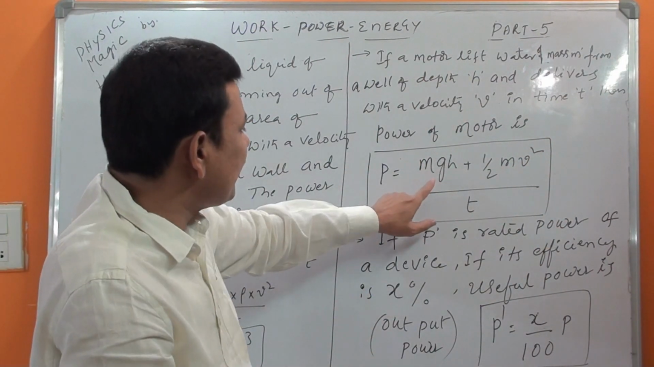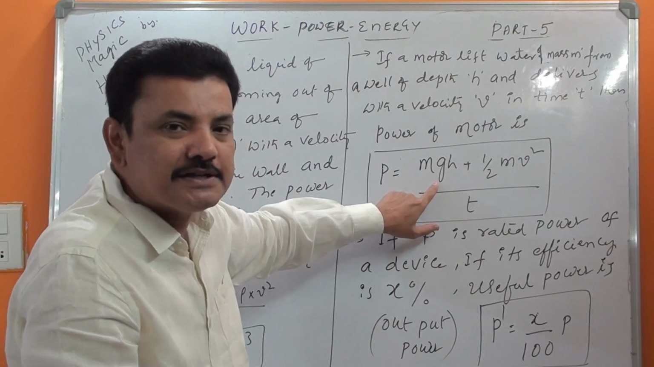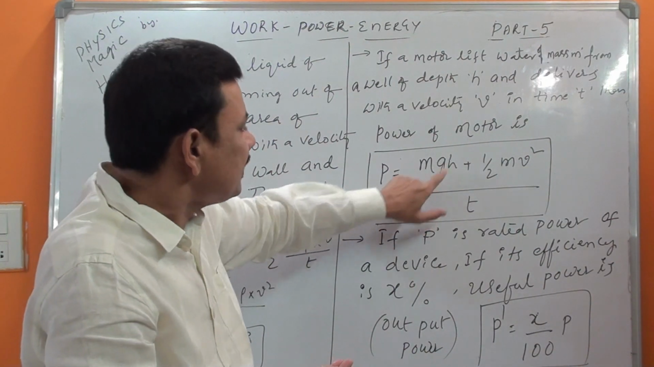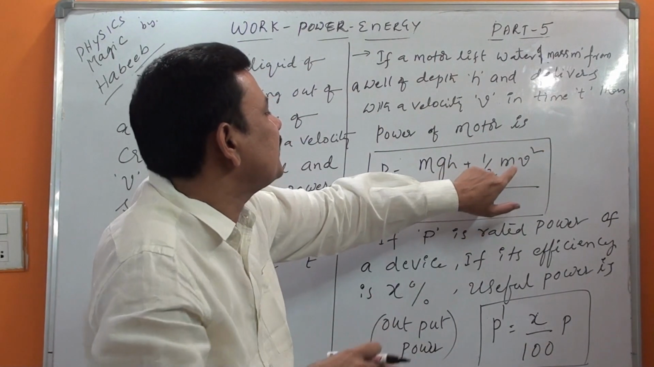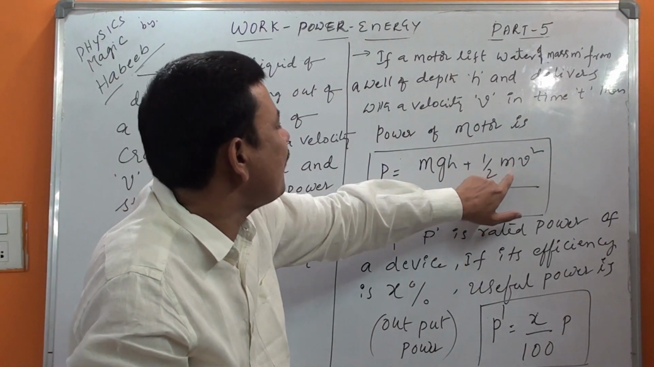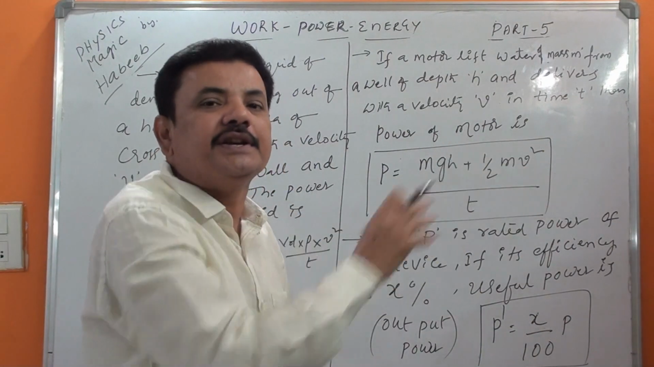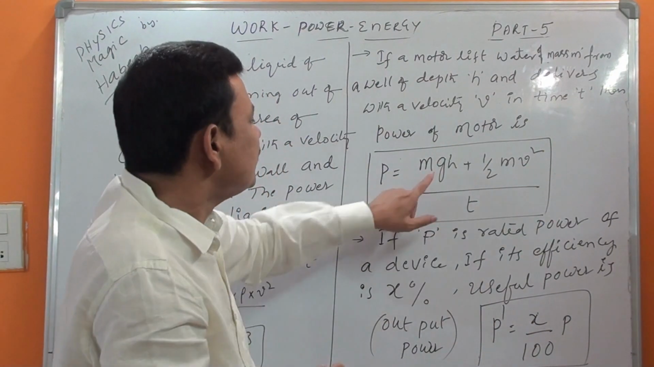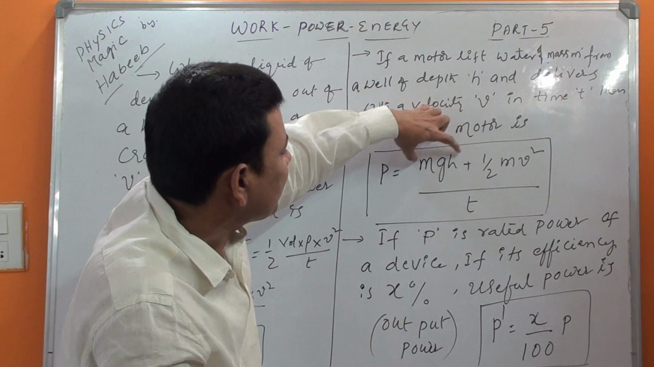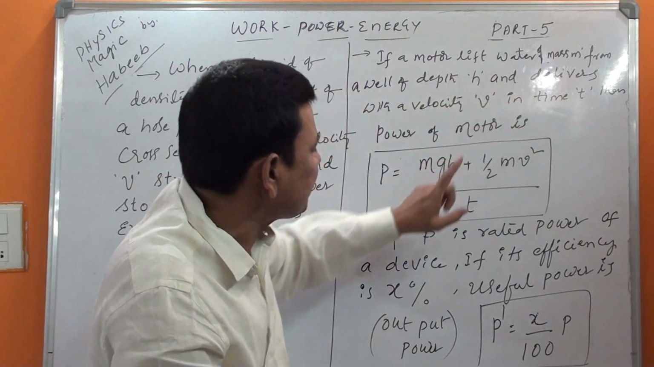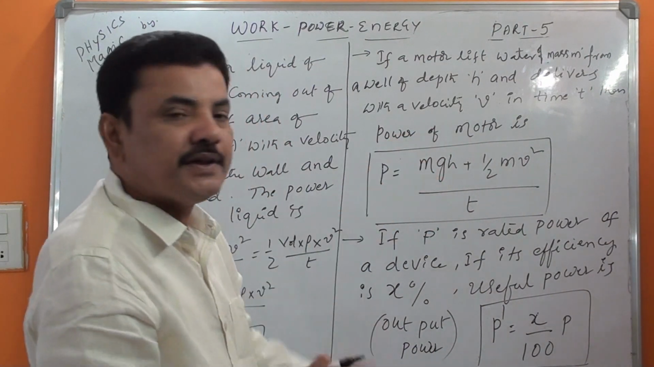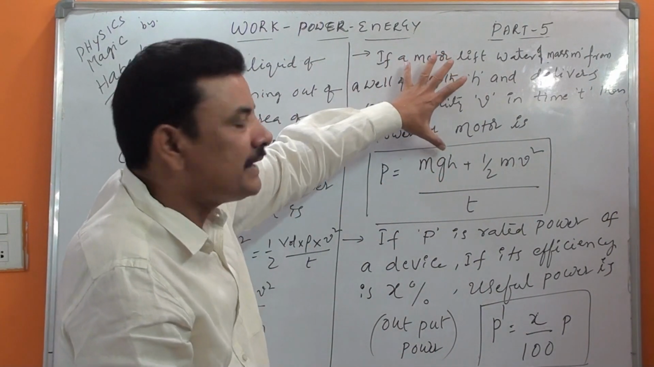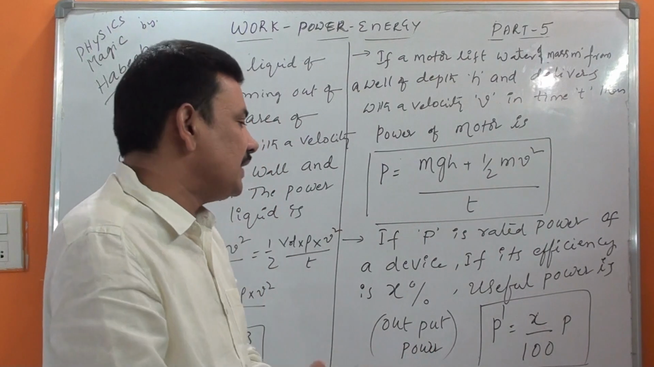So the work done in lifting, as you know, is the potential energy, plus in delivering out with a velocity v it is half mv square. It is the kinetic energy it is giving to the water. So the total work done will be mgh plus half mv square, divided by the total time taken, t. So this is also another important formula. Values will be given. We have to substitute and calculate.